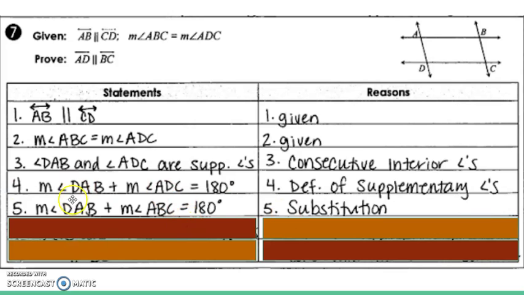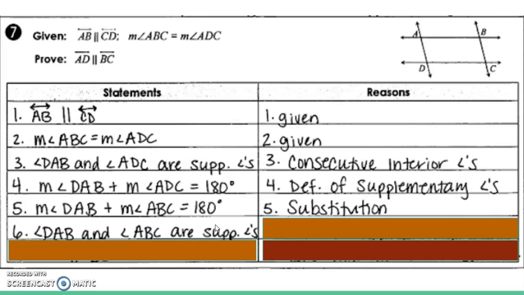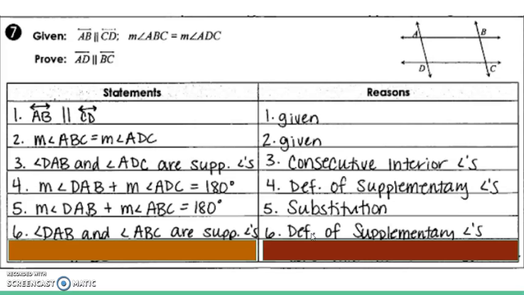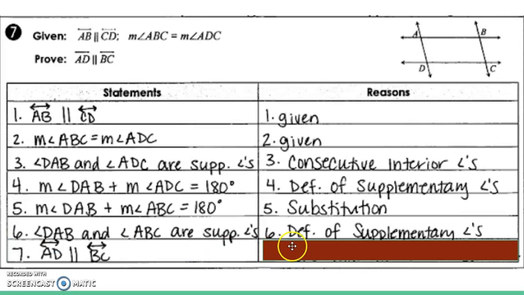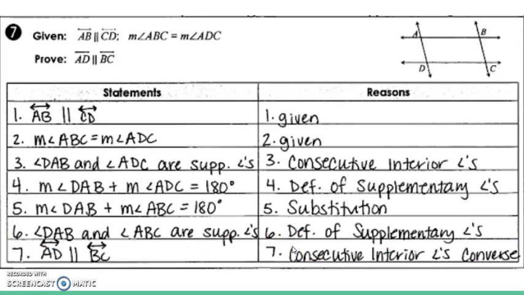If I have that these two angles equal 180 degrees, then that means that these two angles are supplementary. And again, that's the definition of my supplementary angles. If we look, I now have angle DAB and angle ABC. So they're sharing the same transversal. They're sharing the line AB as their transversal, which means that AD and BC we can say are now parallel using our definition of consecutive interior angles converse.